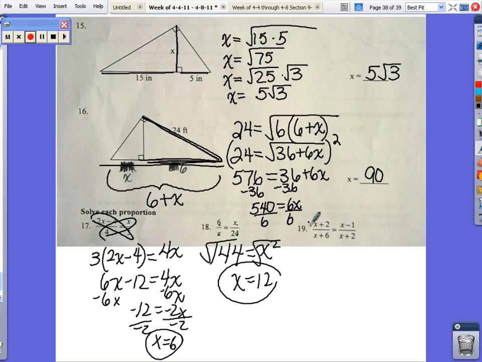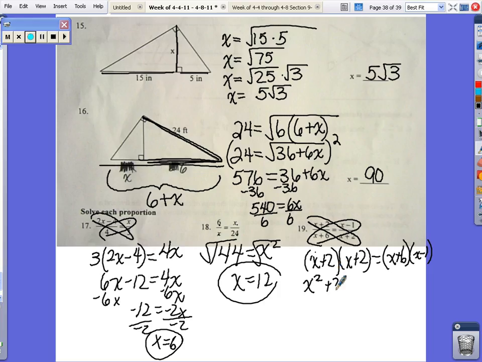And finally, number 19. This is probably one some of you are going to have problems with because you have to FOIL. However, foiling is not that bad. So x plus 2 times x plus 2 equals x plus 6 times x minus 1. First, x squared, outside 2x, inside 2x, 4. Same thing over here. x squared minus x plus 6x minus 6.